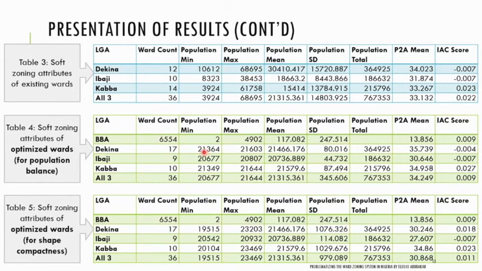But if you look at what you have for the optimized version, you can see that Dekina's smallest ward will have a minimum of 21,000 and a maximum of 21,000, which is about the same. And the same thing happens to all the other wards, including the entire study area. So you can see that it goes a long way to achieve that result of optimality. Optimality is a measure of how well the zoning system meets the standard criteria I did outline at the start.